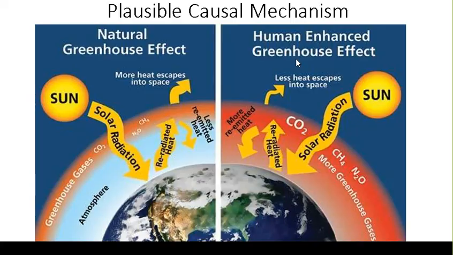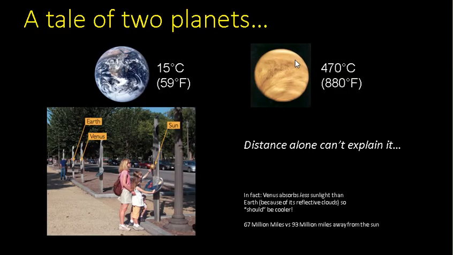its surface temperature could melt lead. Wow, pretty nasty. But it's not because it's a lot closer, it's because it has a lot more CO2 in its atmosphere.